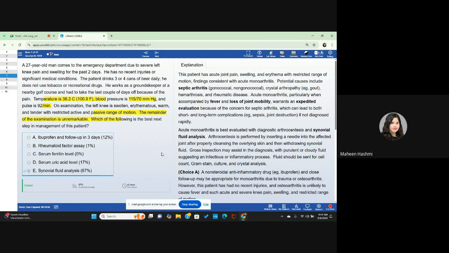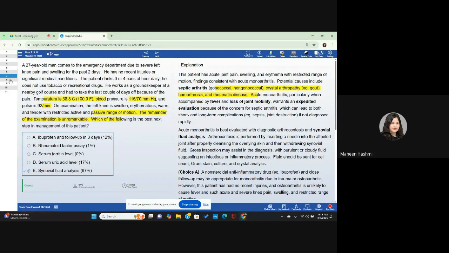Remember, every joint pathology can cause septic arthritis. It's not necessarily just gonococcal or non-gonococcal. It can be rheumatoid, gout, osteoarthritis, psoriatic arthritis, whatever joint pathology is there, it can trigger septic arthritis. So you need to figure out the cause by doing arthrocentesis, and based on the results, you provide the treatment. No matter if he has a fever, we first do the synovial fluid analysis.